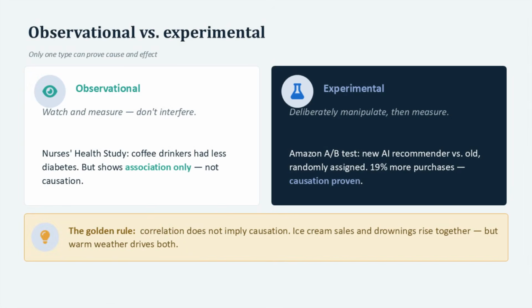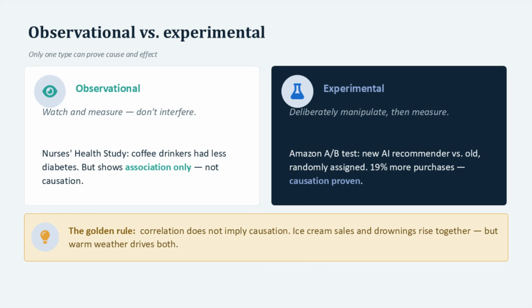All right, so here's a really fundamental split, and this one matters a lot. There are two major kinds of studies, and the type of study determines what conclusions you're allowed to make. Let's start with the left side. In an observational study, researchers simply observe and measure. They don't assign treatments. They don't deliberately change anything. They just watch what happens naturally.